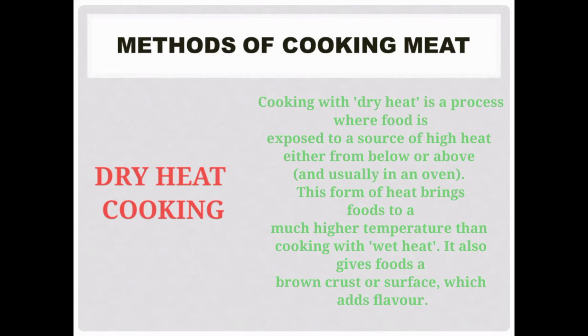The first one is through dry heat cooking. So cooking with dry heat is a process where food is exposed to a source of high heat, either from below or above, and usually in an oven. This form of heat brings food to a much higher temperature than cooking with wet heat. It also gives foods a brown crust or surface, which adds flavors.